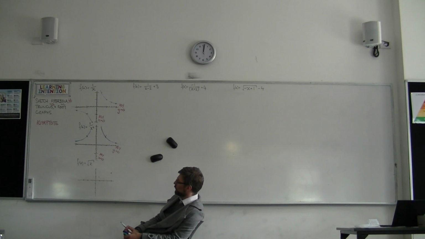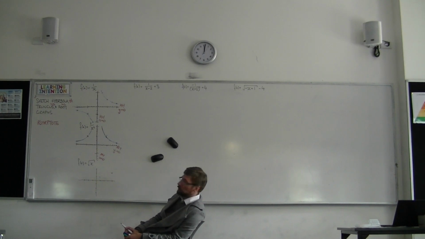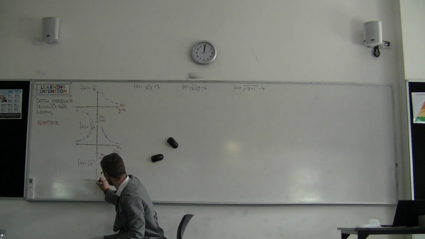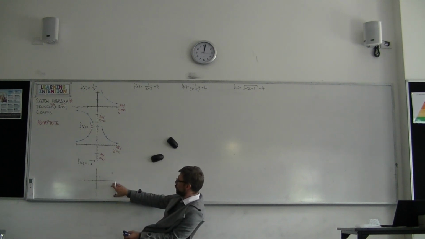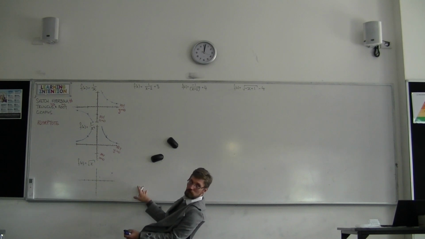Negative 1. Alright, what's the square root of negative 1? Right, if you do specialist maths, otherwise if you're just in methods, it's not a real number, we can't draw that. Cool, okay, what else can you try at it? 0, square root of 0. 0. It touches the line. Brilliant.